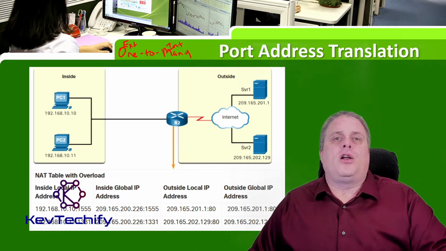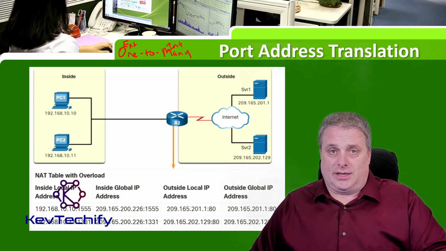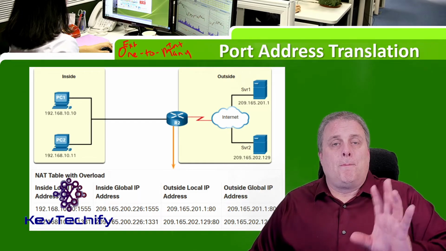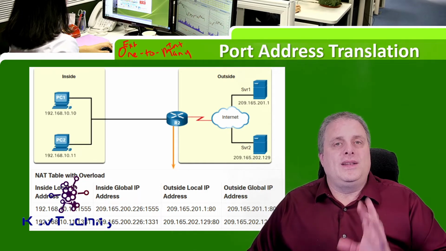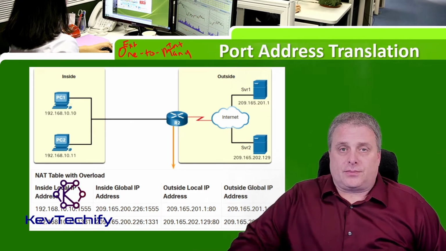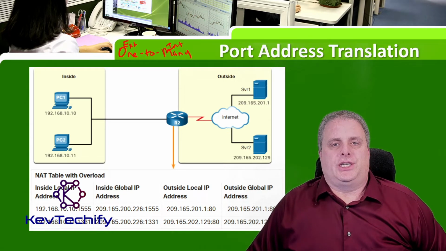If you're into home automation, you're going to have some Alexa products or Google Home products on there. You're going to have a whole bunch of devices on there. But all those can work at one time and share that one external IP address. That's a great example of port address translation.